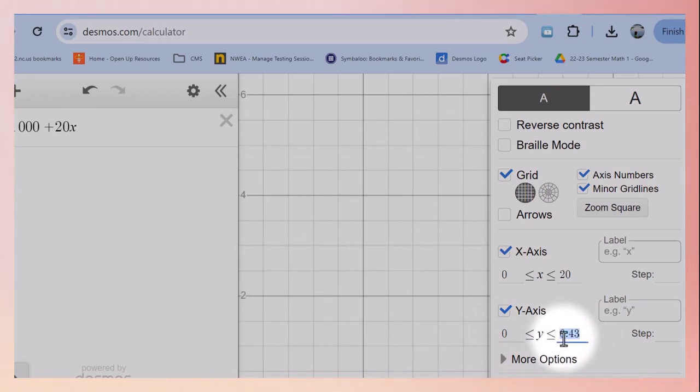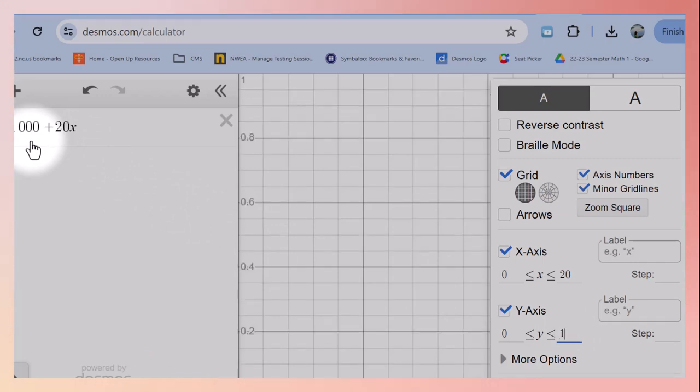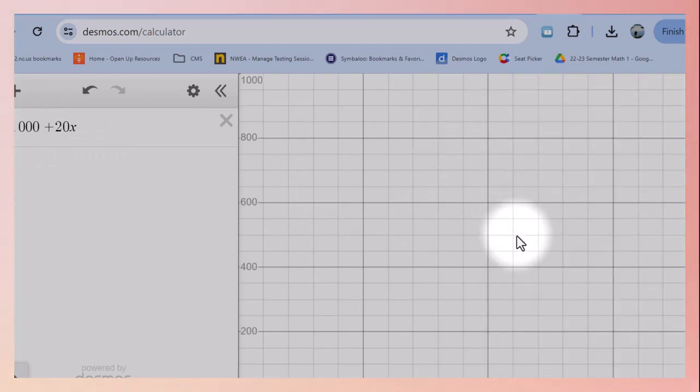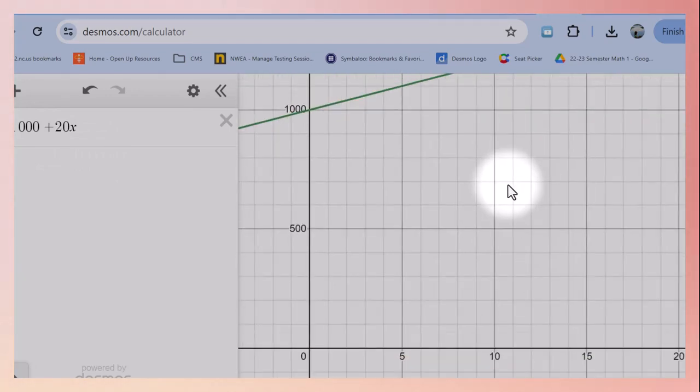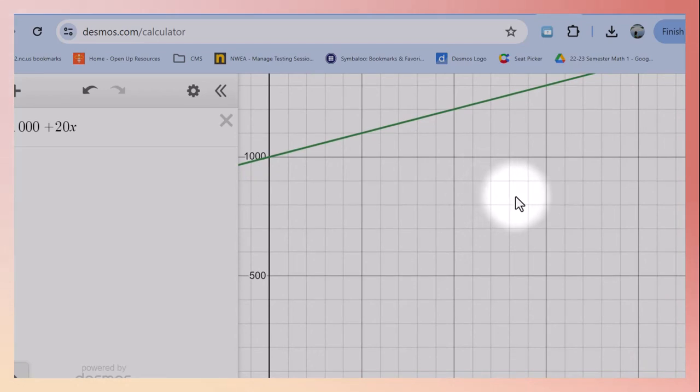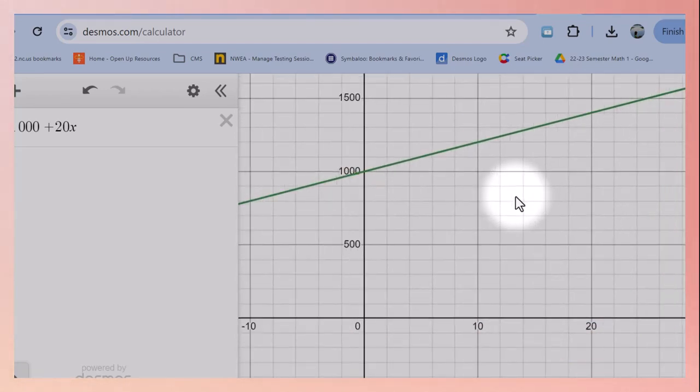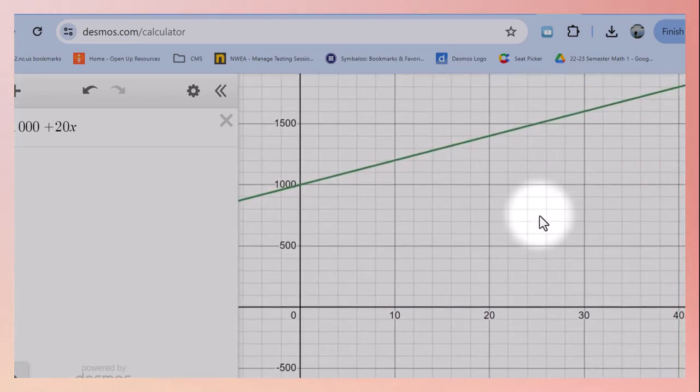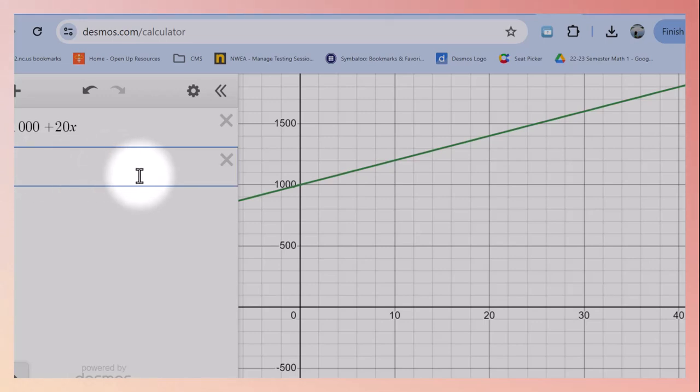But I'm going to start with, we start with 1,000, so let's go up to 10,000. Okay, let's see if I can see more of my graph. There we go. So you can see it's going to increase by $20 each year. Now let's put that second equation in.